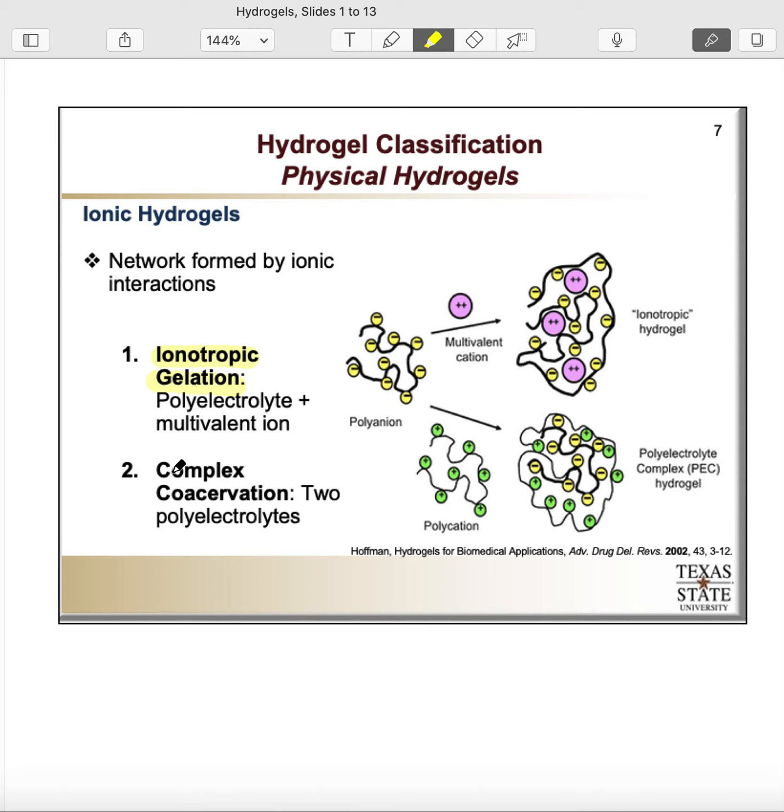Another method is called complex coacervation. In complex coacervation, you basically begin with two polyelectrolytes that have the opposite charge. So you would have a polyanion and a polycation. When you bring those two together, they're basically going to cross-link due to the attraction between the opposite charges. That again is called a polyelectrolyte complex or PEC hydrogel.